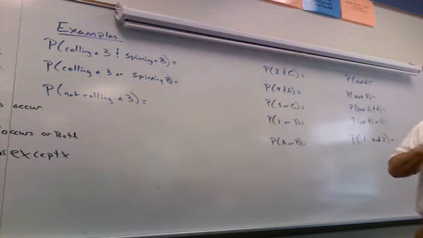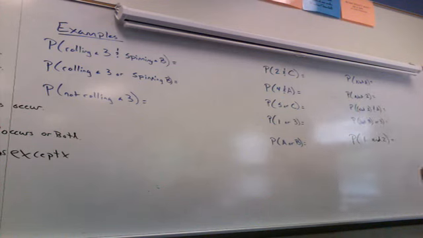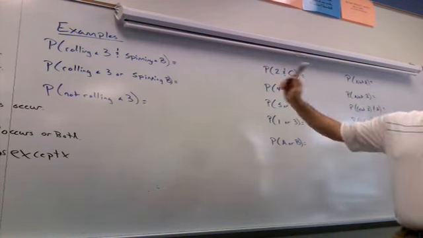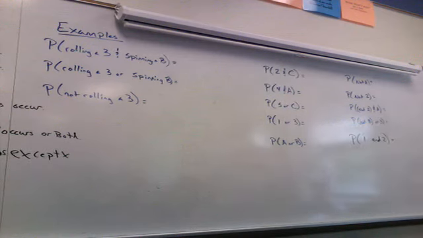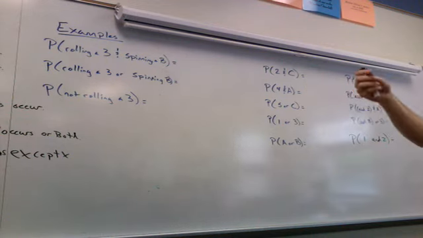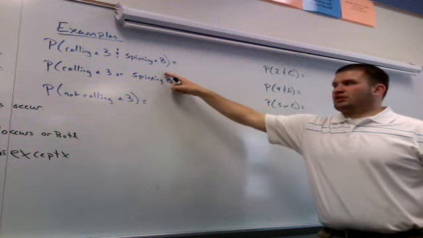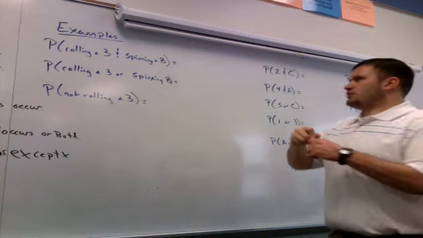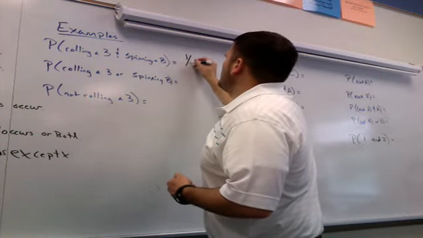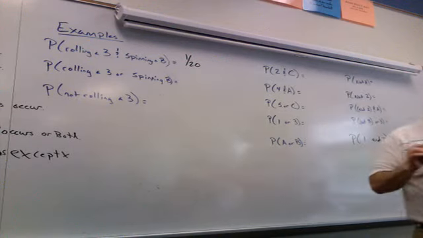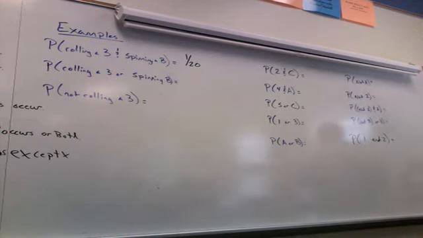The probability of rolling a 3 and spinning a B. We're going to use our sample space from the spinner and the 5-sided die. That means I'm looking for which box? 3B, the box with the 3 and with the B. The box that has 3B is the only one that satisfies this condition. So it's 1 out of 20, because there's 20 total outcomes. Does that make sense?